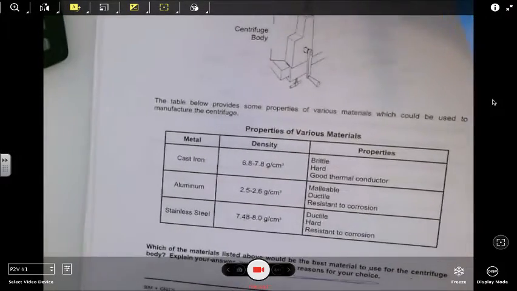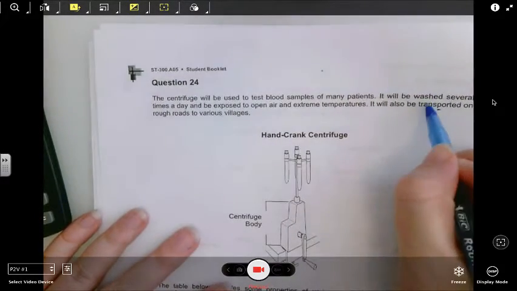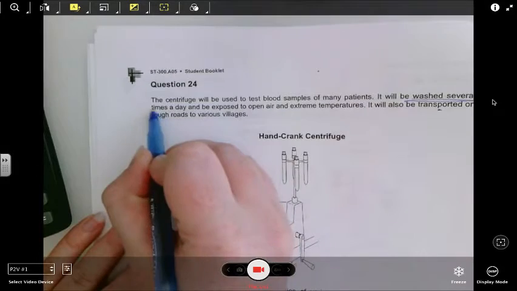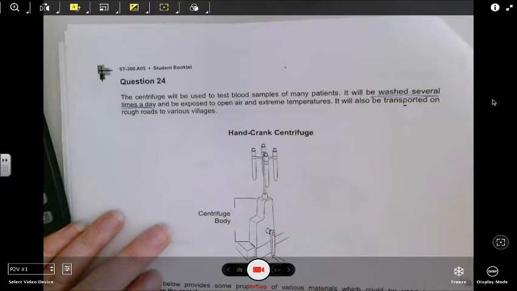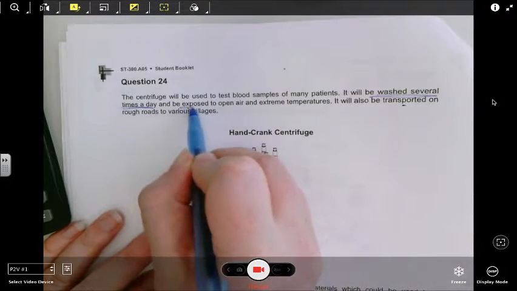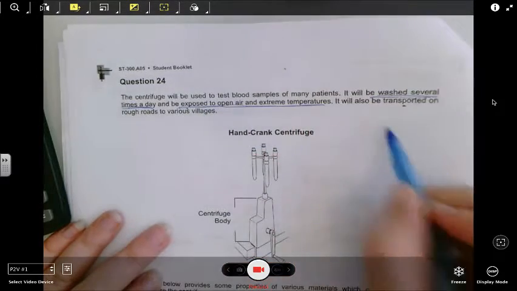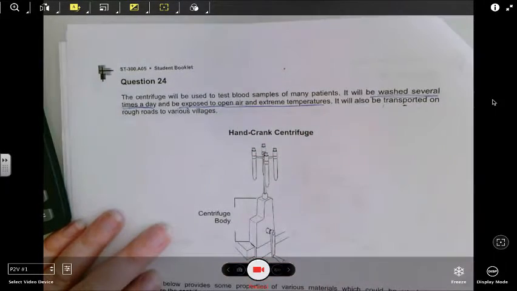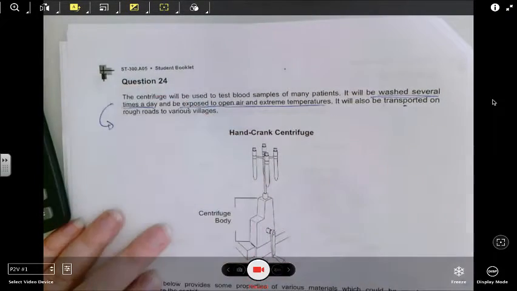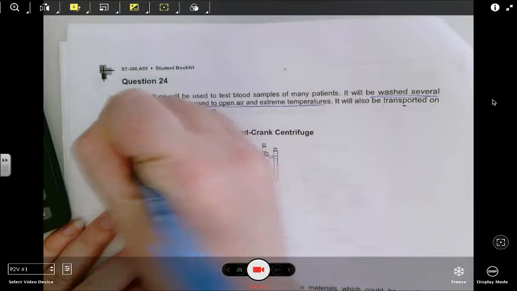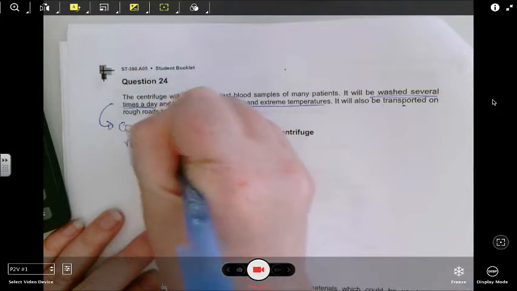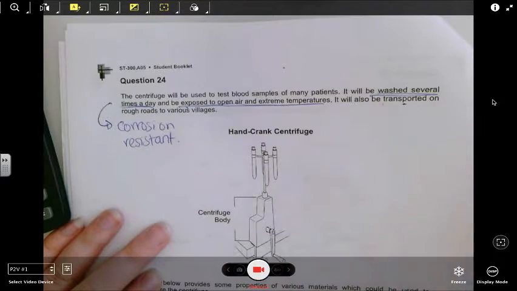All right, it said at the top, the conditions that it's facing is, first of all, it will be washed several times a day. And we had this in the previous practice exam as well. If it's being washed several times a day and it's going to be exposed to open air and extreme temperature, it says it will also be transported on rough roads to various villages. So if it's going to be washed several times a day, you're looking for something that is corrosion resistant, because if it's not, that means it's going to get worn down by washing it. Okay, so you need something that's corrosion resistant.